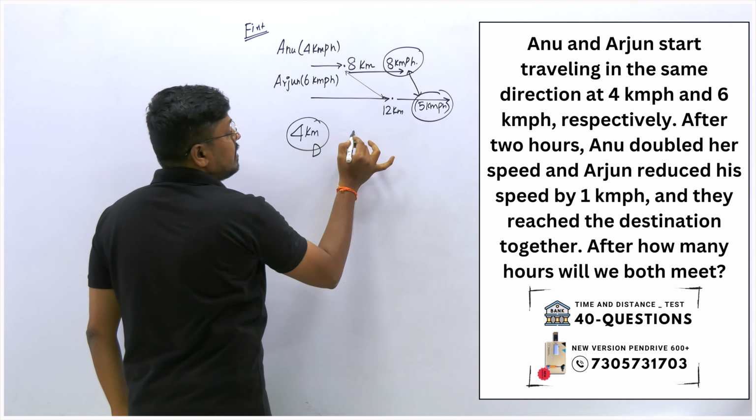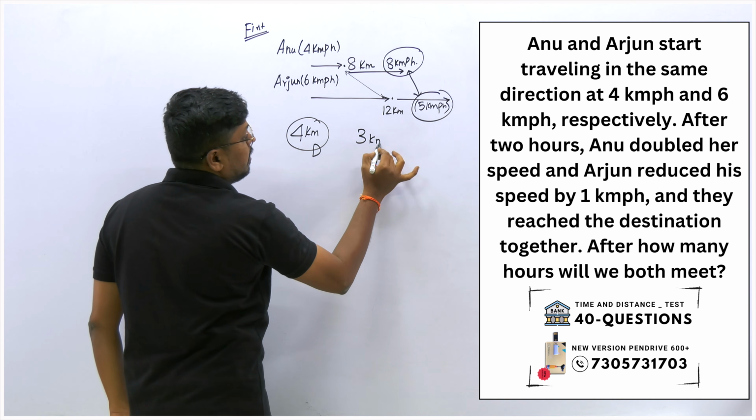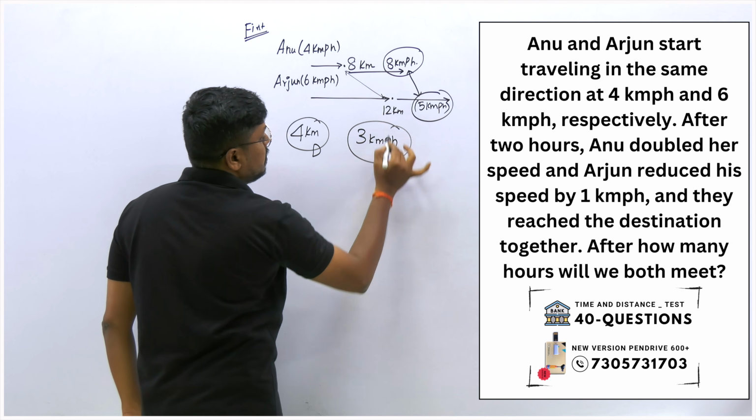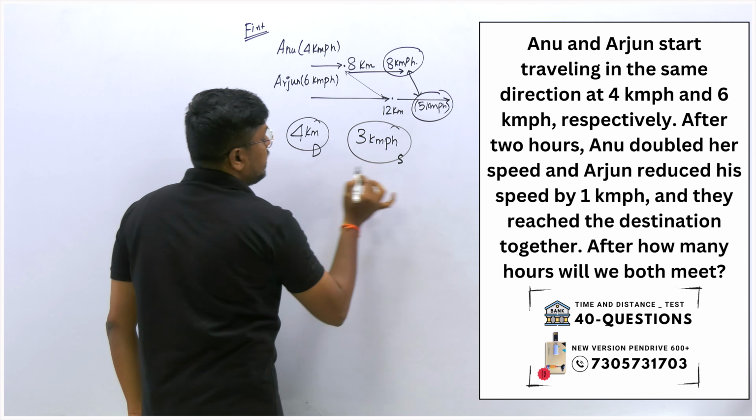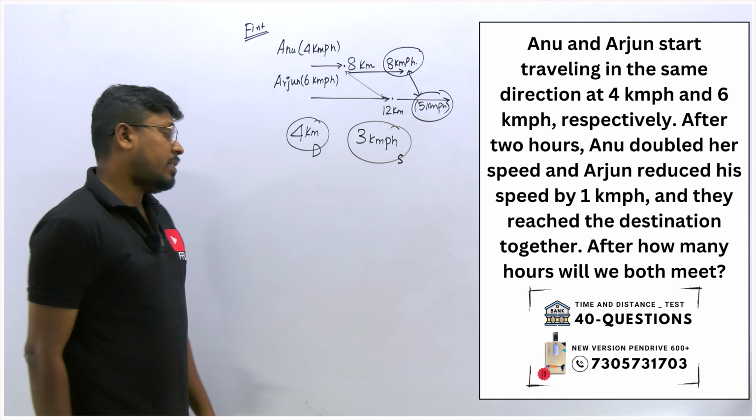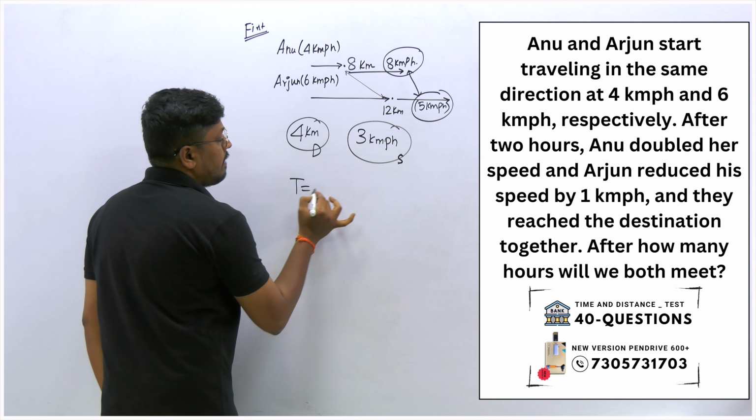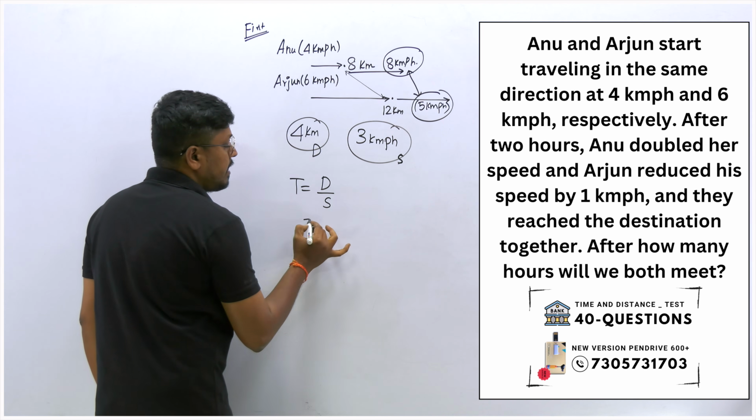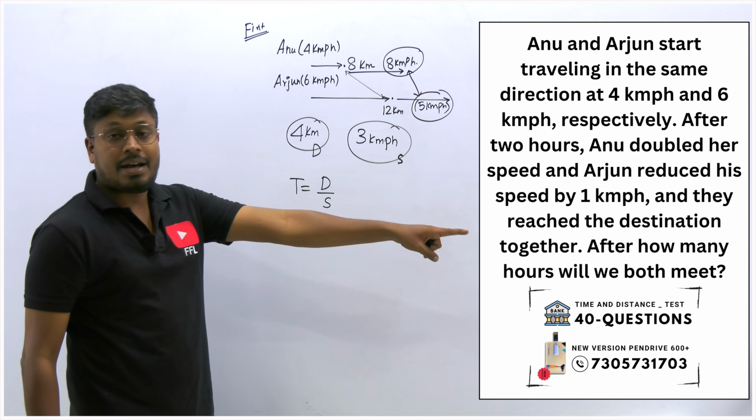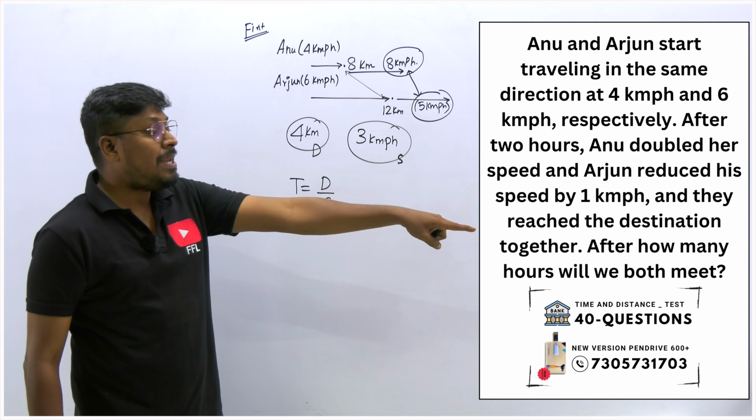So when you subtract these two, the speed will be 3 km per hour. So friends, now understood? This will be the speed and this will be the distance. Now our target is to find time. Time is equal to distance divided by speed.